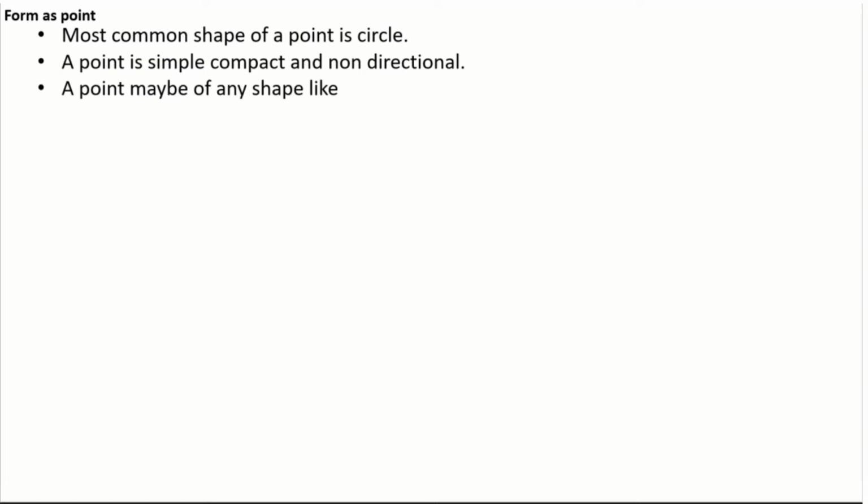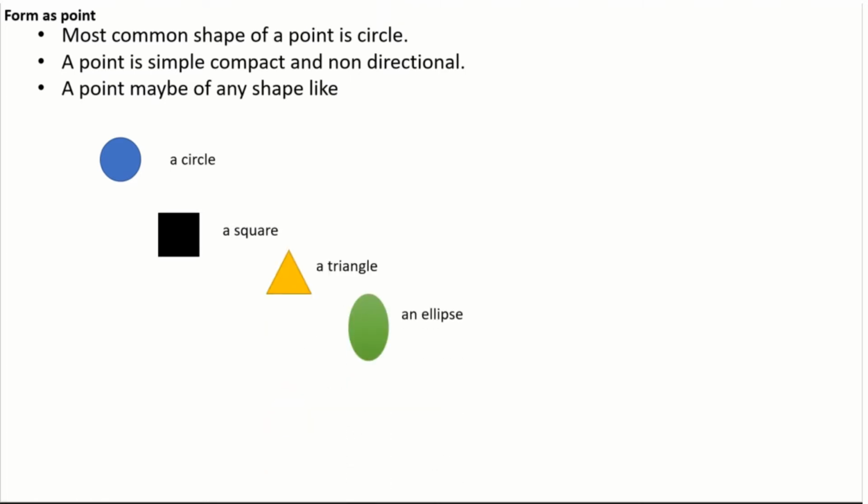Further, a point may be of any shape. It may be a circle, or it may be a square, or a triangle, or an ellipse, or any irregular shape. So these are the characteristics of a point from a designer's perspective.